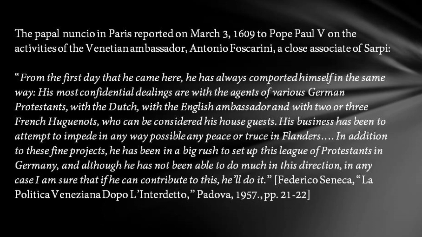Hmm. Wow. So this is someone from the Papal Nuncio that's reporting to Pope Paul V on the activities of Venetian ambassador Antonio Foscarini, who was closely working with Sarpi to cause these two rifts within Germany such that the 30 Years' War could occur. So it's just further proof that this was very much in a real way being organized by Venetians always.